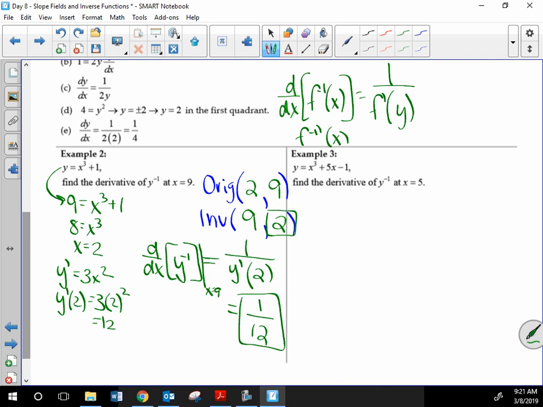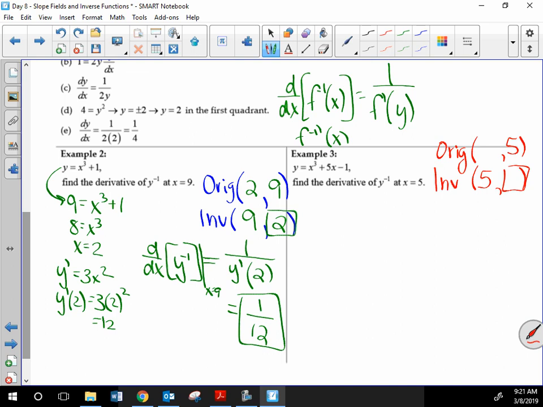So let's do it again with example 3. Every time, and I want you to do this on your homework, write original and inverse, just so you don't get yourself confused with the information. We're looking for this box here. So I'm finding the derivative at x equal to 5. That's 5 on my inverse, which is y on my original.